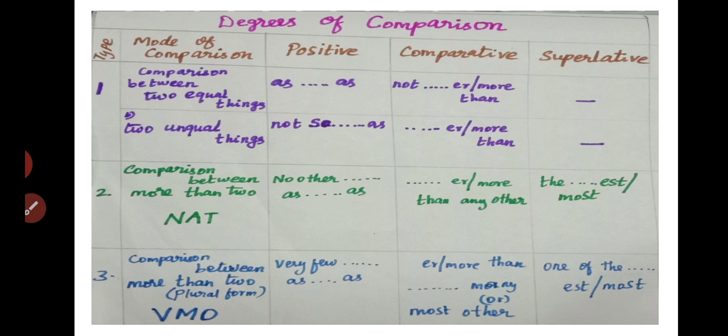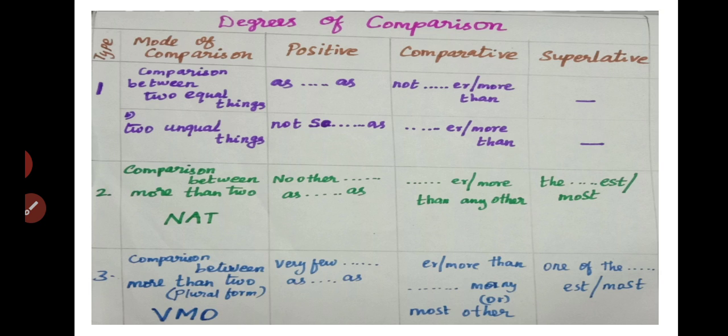If we have a comparison between two equal things, we are using this type 1. In the same way, the comparison between two unequal things also, we are using this type 1. In type 2, the comparison is between more than two persons, more than two objects or more than two animals. That time we are using this type 2, and we have to use a shortcut form NAT.